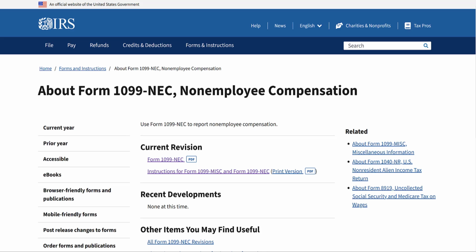So let's first talk about the purposes of 1099 NEC. Who files 1099 NECs? If you are a business, you are going to potentially have to file 1099 NECs for anyone that you are paying for services, okay? And so this is the about area.